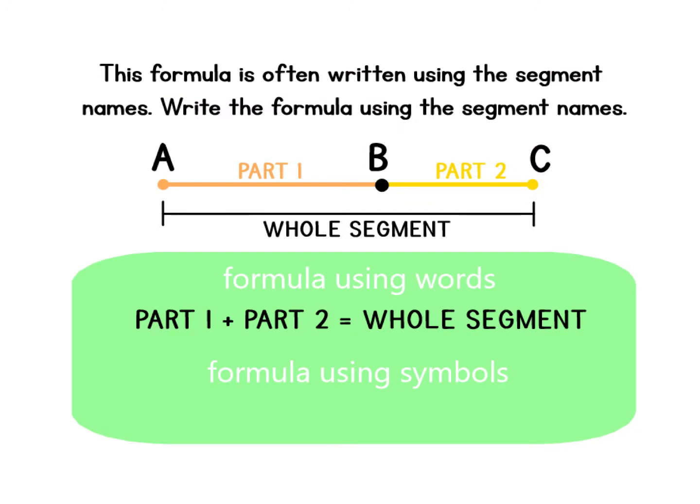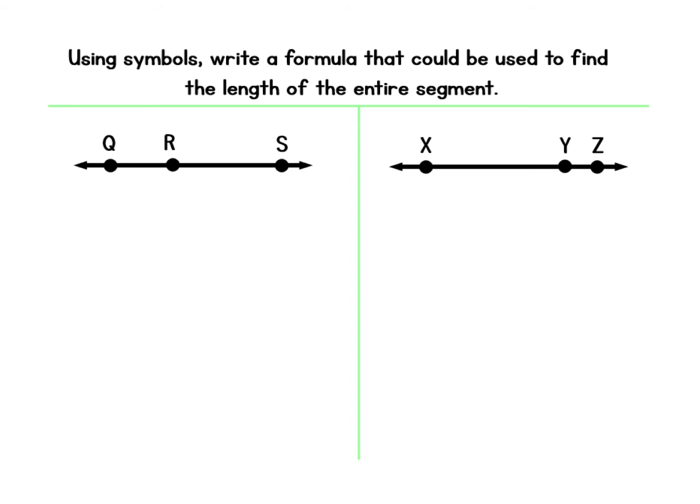So what we're going to do is write some equations where we're just taking part 1 plus part 2 to get the whole segment. We're going to use our segment names here. So we have part 1 plus part 2 equal the whole segment. We're going to have QR plus RS to equal my whole segment, which is named QS.